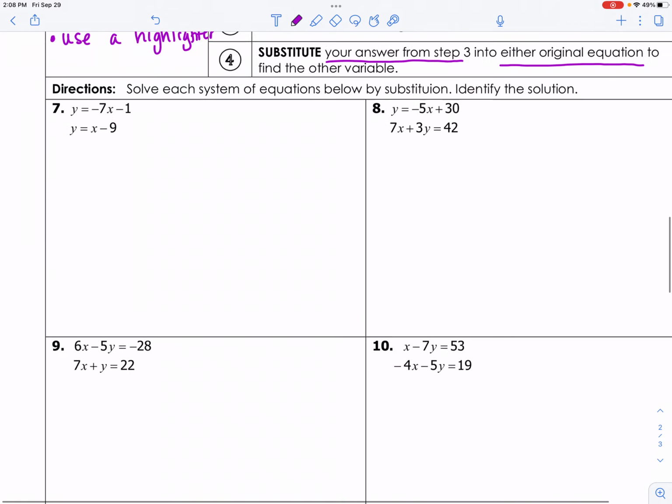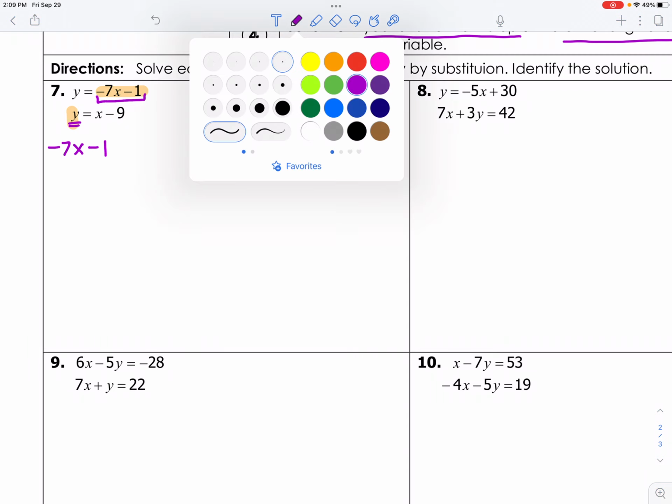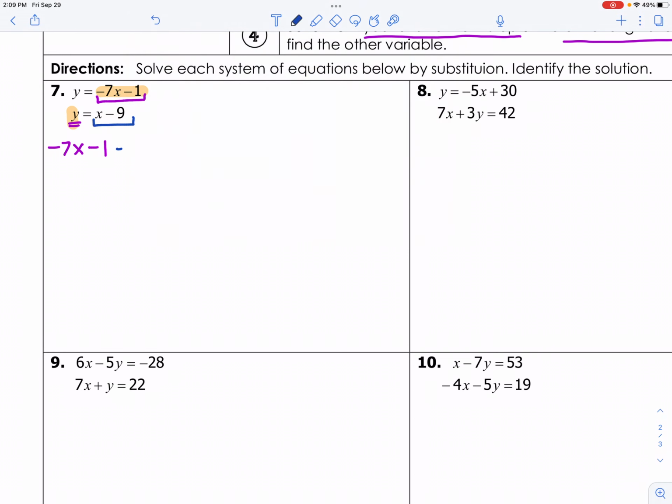So with problem number 7, what's nice about this one is both of them are solved for y. Y equals, y equals. So what that means is I can substitute this negative 7x minus 1 into the y value of that other equation. We never substitute into that same equation, just into the other one. So what this looks like is, instead of y, I'm going to replace it with this negative 7x minus 1. And then on the other side is going to be this x minus 9. Now I have one equation that has one variable. This lets me know I'm going to solve for x first.